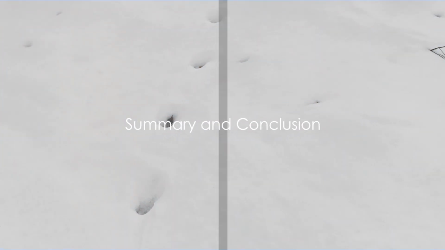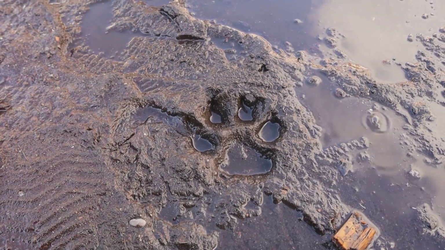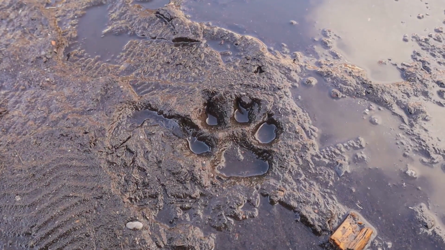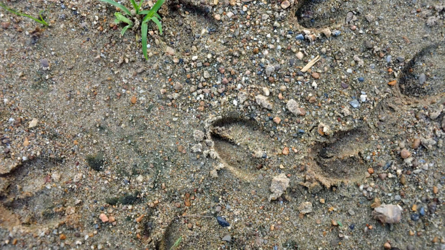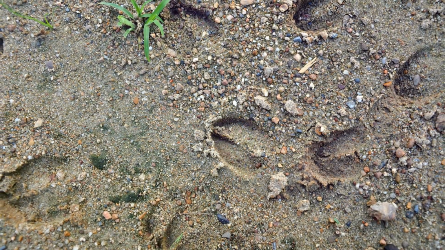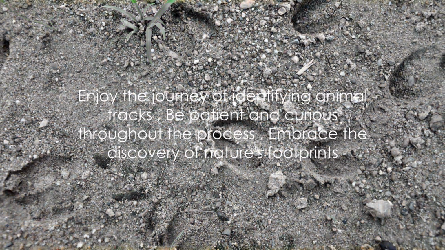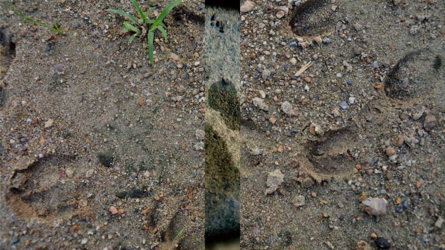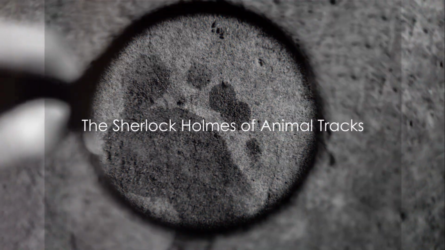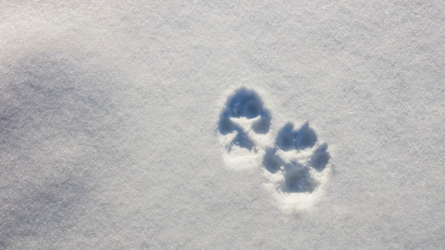So, to summarize, identifying animal tracks is a journey of observation and discovery. Start with the size and shape of the prints, count the toes, look for claw marks, consider the environment and the pattern of the tracks. And most importantly, be patient, be curious, and enjoy the process. And who knows, with practice and a keen eye, you just might become the Sherlock Holmes of animal tracks.